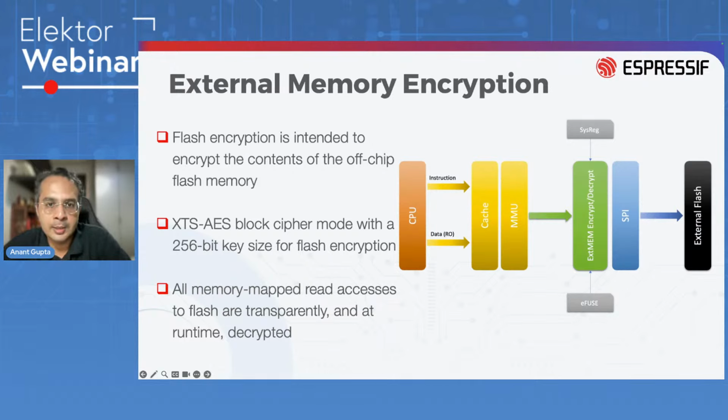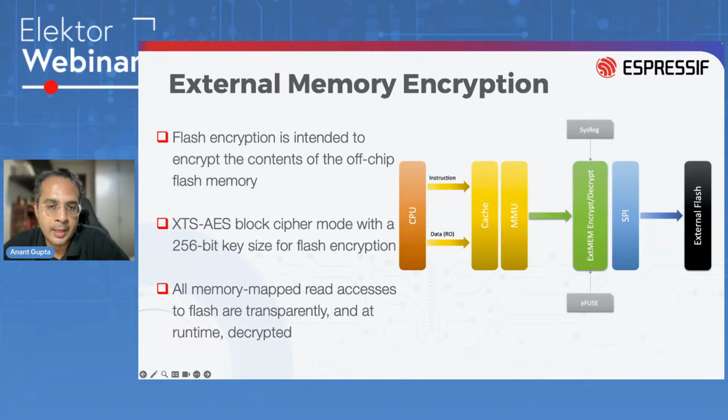External memory encryption. As I mentioned, flash encryption is intended to encrypt the contents of the off-chip flash memory. The XTS-AES block cipher mode with a 256-bit key size is used for flash encryption. Whenever there is a read access to the flash, it is transparently decrypted at runtime. So the CPU will access the cache. When there is a miss on the cache, the MMU will give an access to the external memory encryption block, which is basically the XTS-AES block.